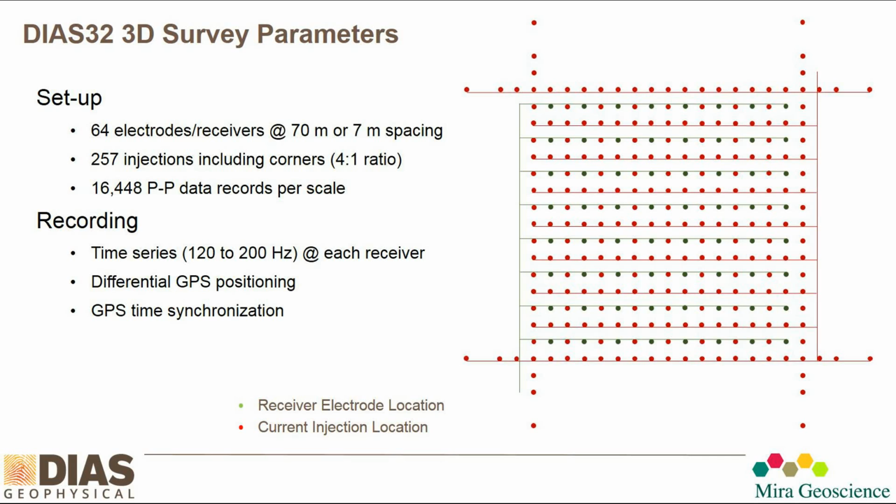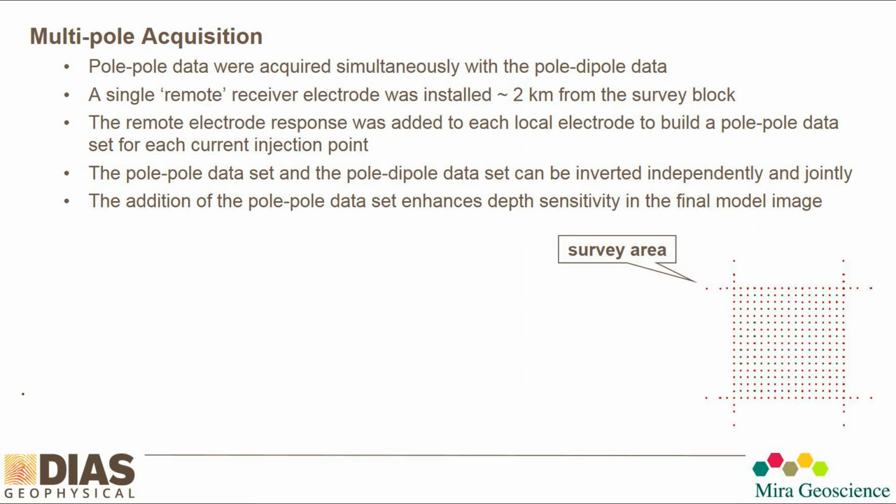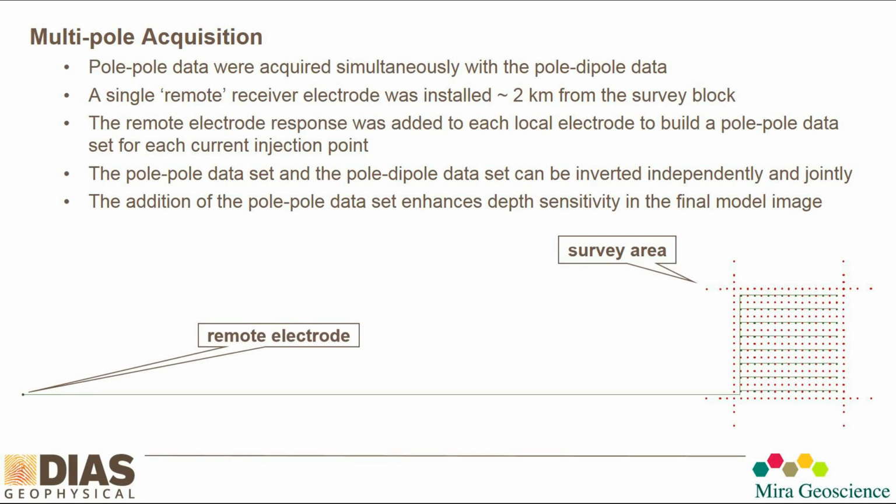And then corners. We also collect 2 sets of data when we do this style of survey. So we're collecting pole dipoles, so our current injection is a pole. We have a remote electrode for that, and then we are measuring pole information within the survey area. But if we put a remote electrode out for the voltage as well, we can then derive both pole-dipole and pole-pole data from the same data set, simultaneously.